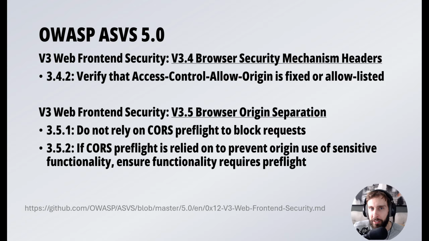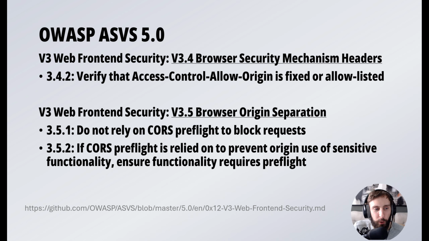So don't use reflected values. Obviously, if you see reflected values, that is a great hint that there might be something to abuse as a security tester. Ideally, it should be fixed to one value or drawn from an allow list of known origins that should be able to make permissive CORS requests.